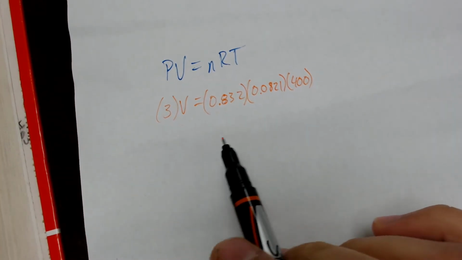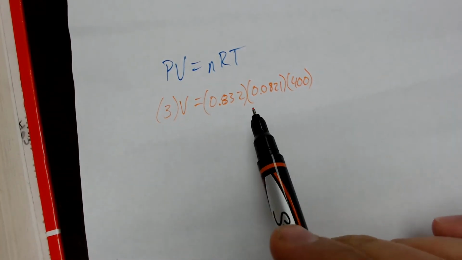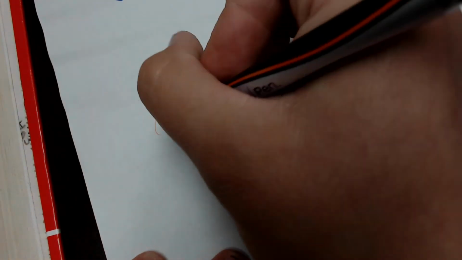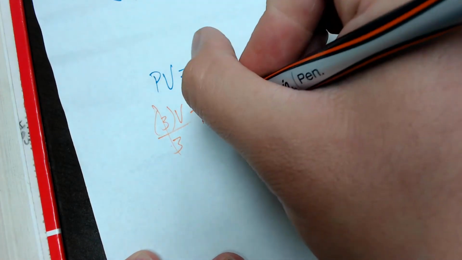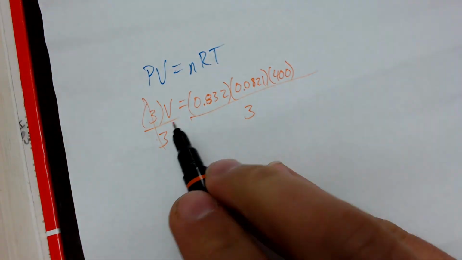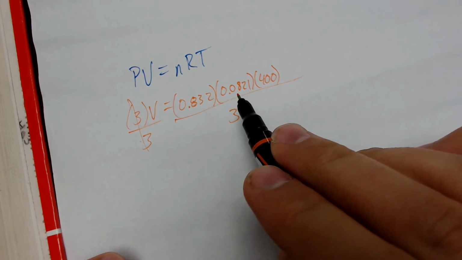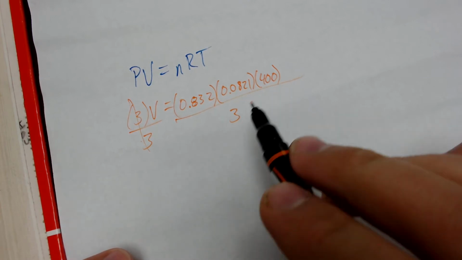Now, we are going to use our calculator to solve this, but before I use my calculator to solve it, I'm going to solve it on paper for my unknown, which is volume. So this one's easy enough. I just divide by 3. So my volume is going to equal 0.832 times 0.0821 times 400 divided by 3.